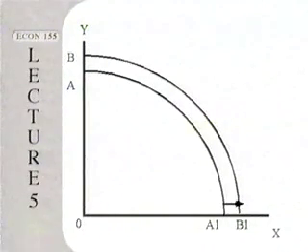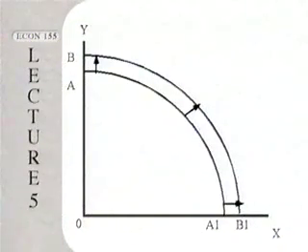We can have more of good X, or we could have more of good Y, or actually we could have more of both. So the concept of economic growth shows up in our production possibilities frontier as just a curve that is shifting outward.